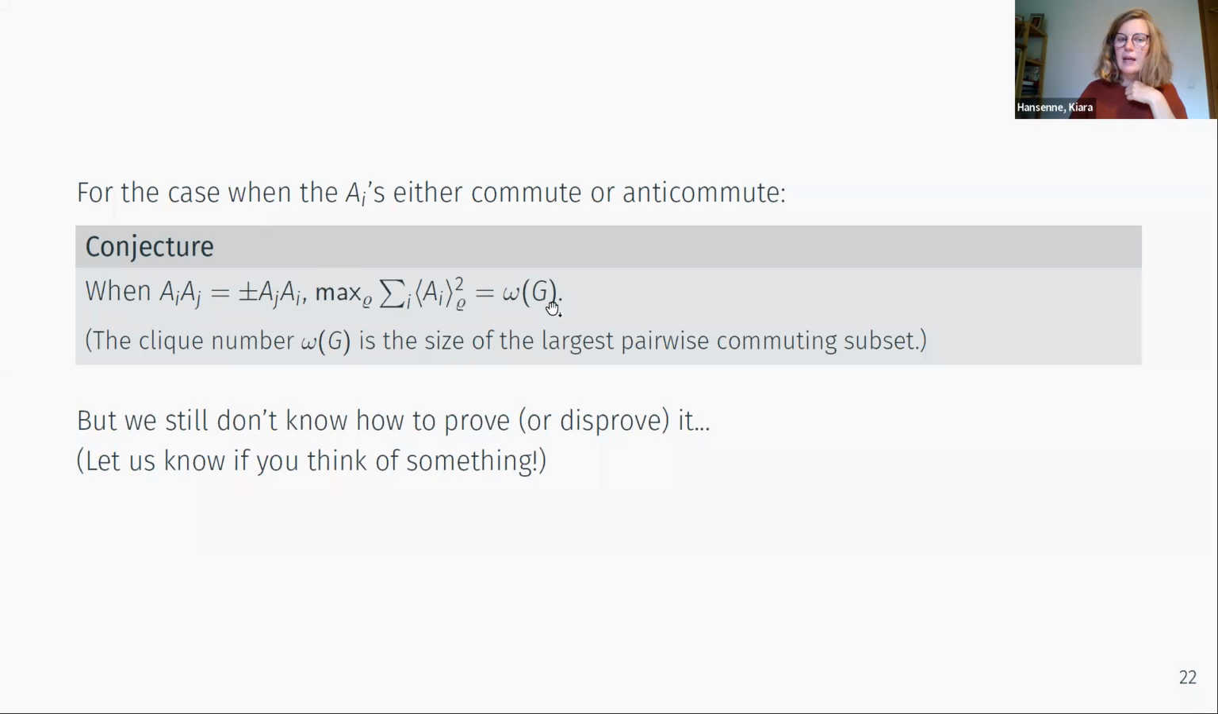And now G here is the complement of the anti-commuting graph. And since now, if they don't anti-commute, the observables commute, this is now the commutativity graph. So the clique number omega t is the size of the largest pairwise commuting subset. So if in omega t you have a clique of, let's say, 6, then it means that you have 6 observables that all pairwise commute.